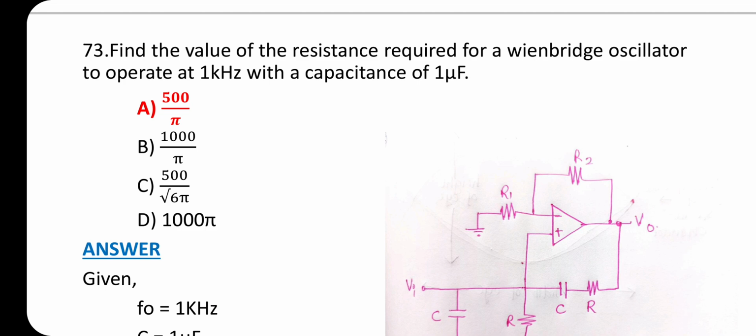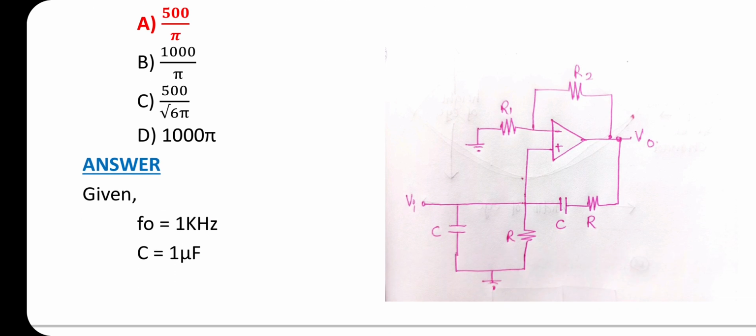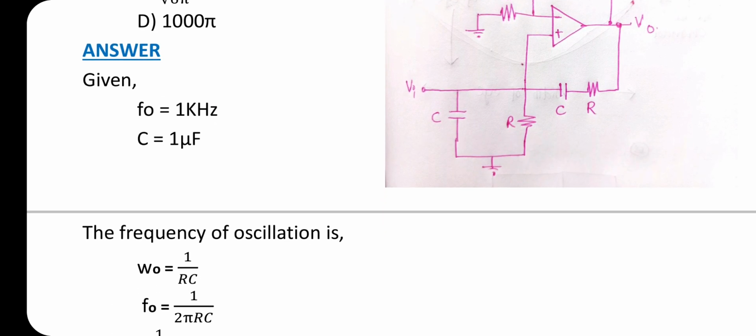Find the value of the resistance required for Wien-Bridge oscillator to operate at 1 kHz with a capacitance of 1 microfarad. The answer is option A, 500 by pi. The circuit diagram of a Wien-Bridge oscillator is shown in figure. The phase angle criterion for oscillation is that the total phase shift around the circuit must be 0 degree. The total phase shift around circuit 0 degree occurs when the bridge gets balanced, which is at a resonance.